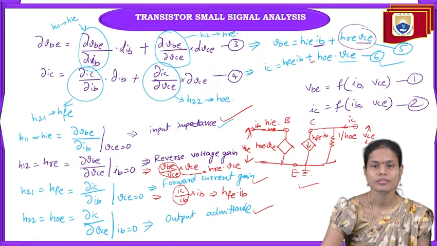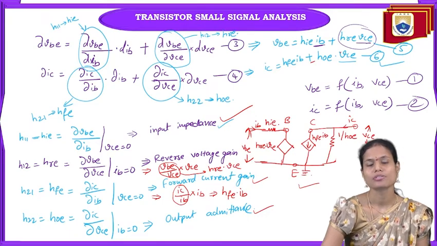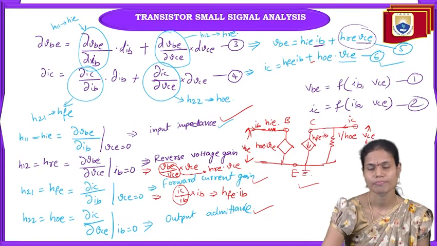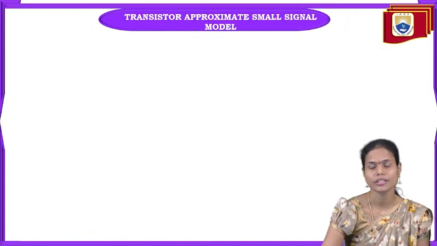But in some cases, if we are using multi-stage amplifiers and different coupling amplifiers, this particular analysis is not useful. Why? Because finding these many parameters will take so much time, and it will be a lengthy and complex process. So in order to overcome all these problems, we are moving to the approximate small signal model.